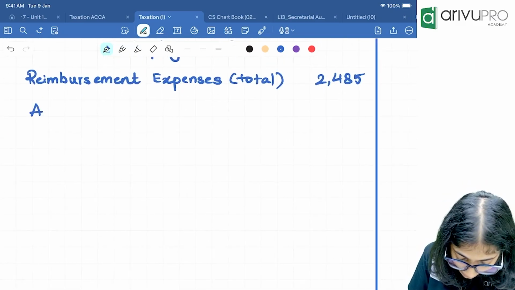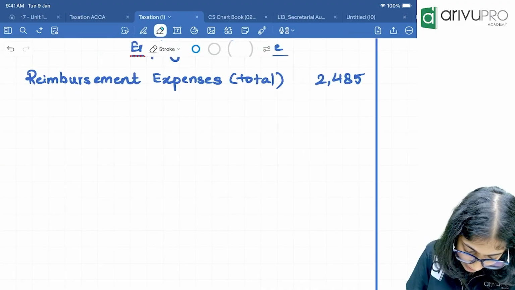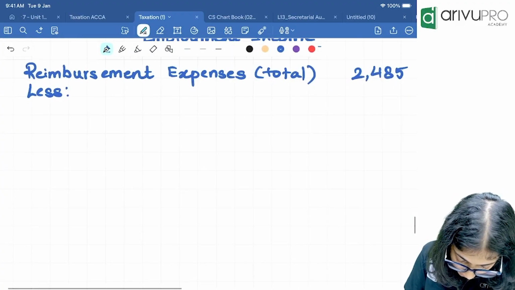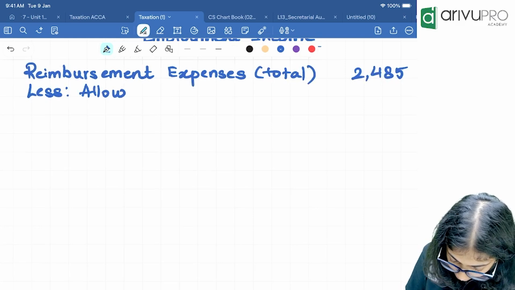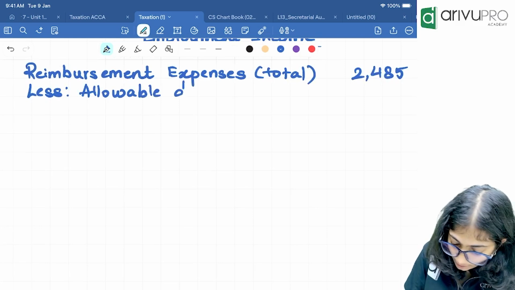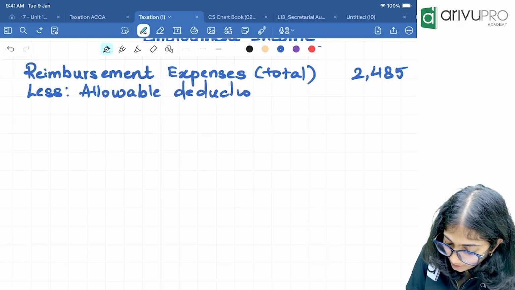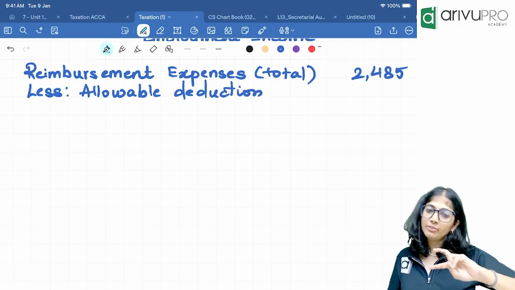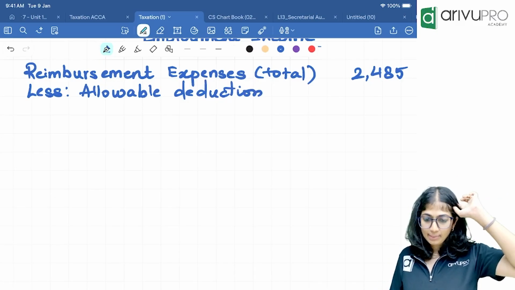As allowable deductions, what is going to happen? Less allowable deductions. I'm just going to calculate as normal. What is allowable deduction? I'm going to put it in the allowable deduction column. Whichever is income, that is whichever is a taxable benefit, I'm going to put it under the taxable benefit column.